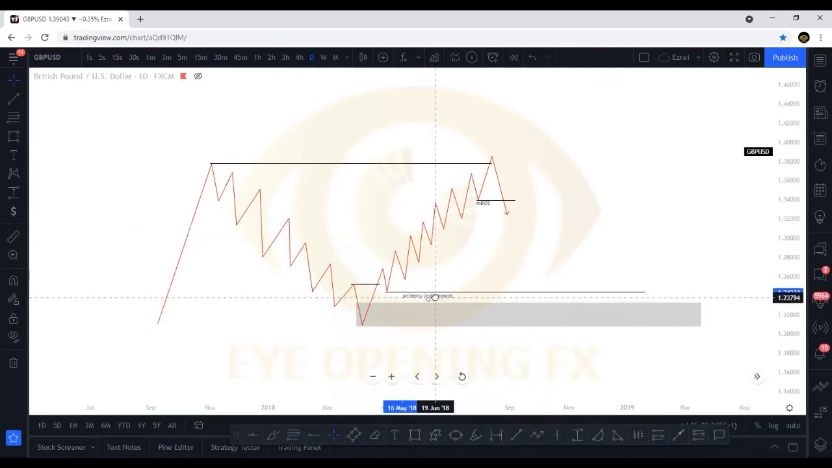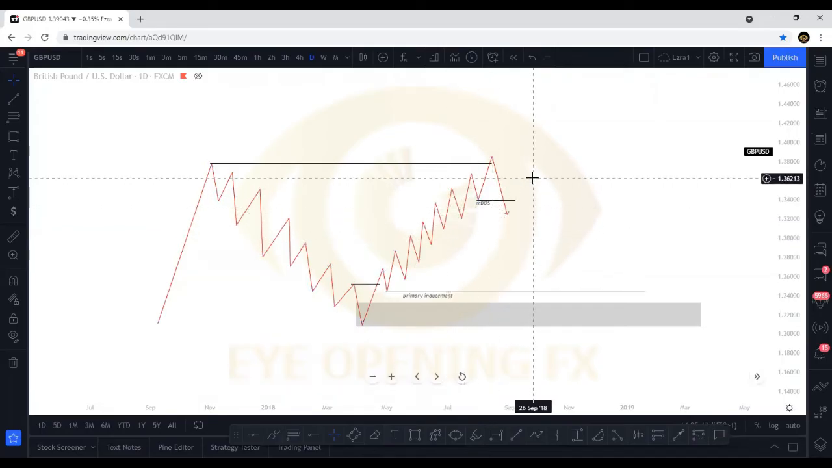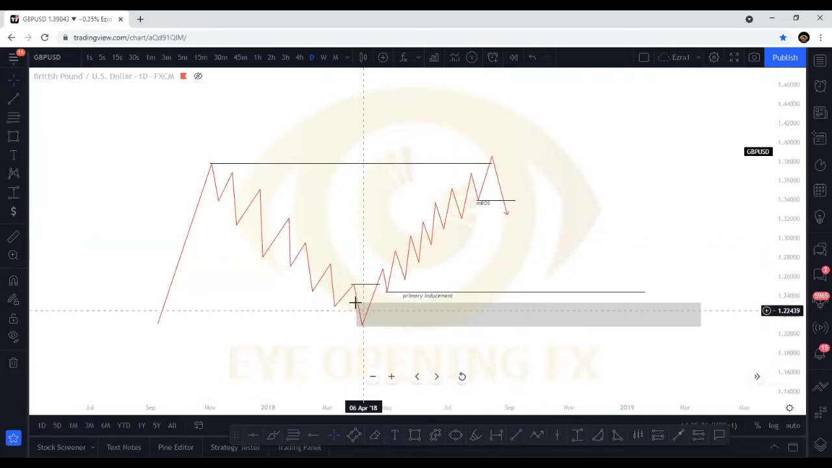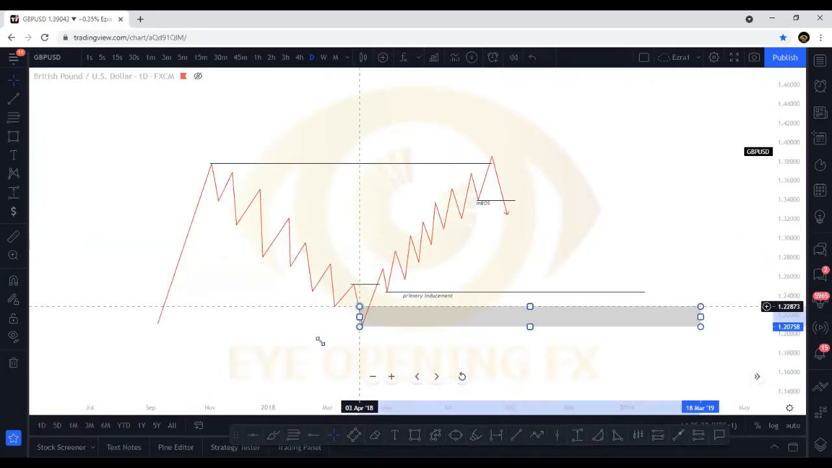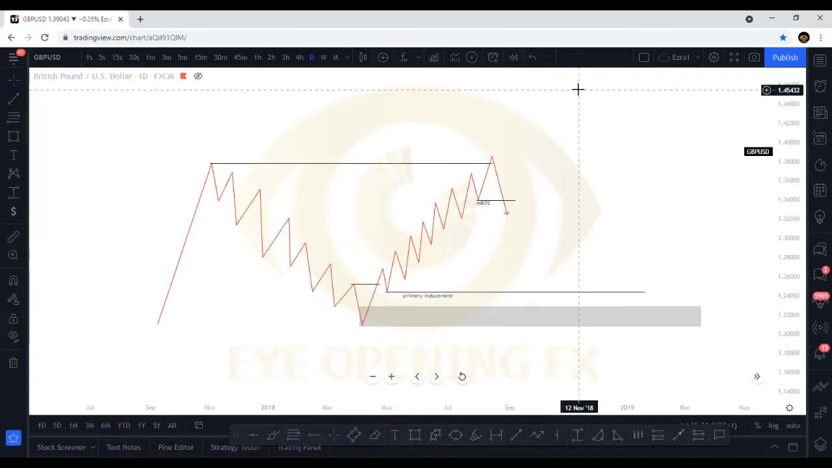So this low is what we call primary inducement. If you are looking for any buy move here, you're only looking for a corrective wave, for the market to give you a corrective wave, then continue the downtrend until you get to this primary point of interest before you start looking for buy.